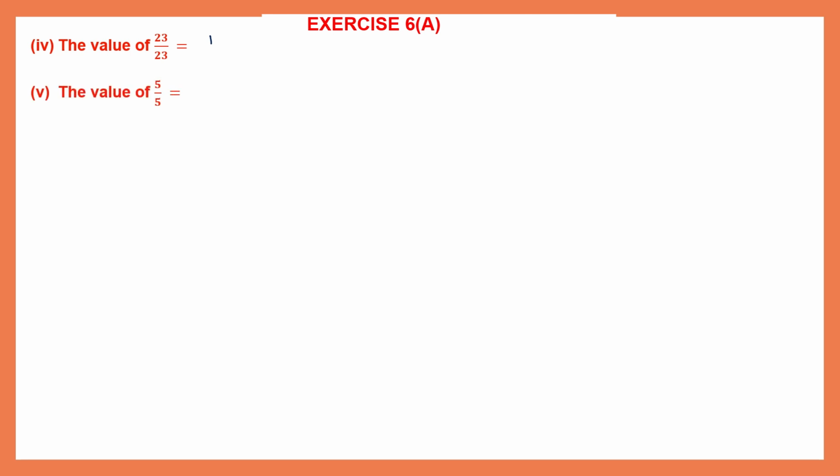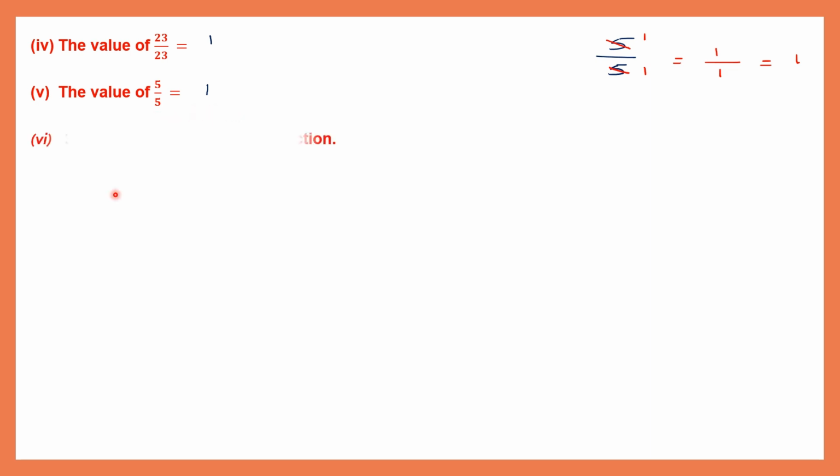Question 5. Here also we have the value of 5 by 5. Again, numerator and denominator are the same, so the value is 1. Now, how do we get that? Let's look at 5 by 5. You can divide both numerator and denominator by the same number, that is by 5. So when we divide, 5 ones are 5, 5 ones are 5. So this is equal to 1 by 1, which is equal to 1. So whenever the numerator and the denominator are the same, remember the value is always equal to 1.